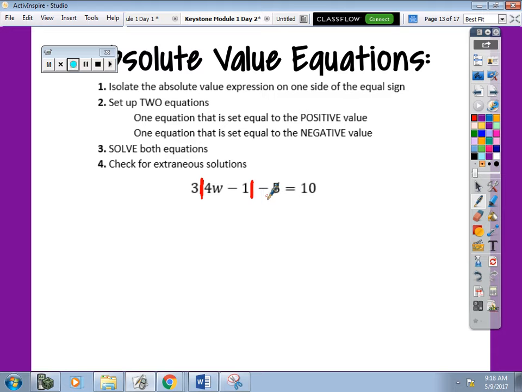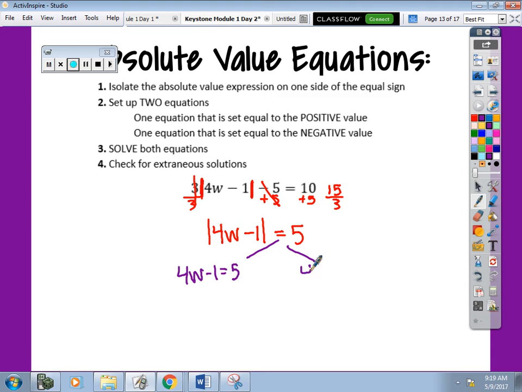So in this case, I would undo subtraction with addition. So I'll get 15. Then I would need to undo multiplication with division. So I'll get the absolute value of 4w minus 1 equals 5. Only at that point can you set up your two equations. So we'll have 4w minus 1 equals positive 5. 4w minus 1 equals negative 5.